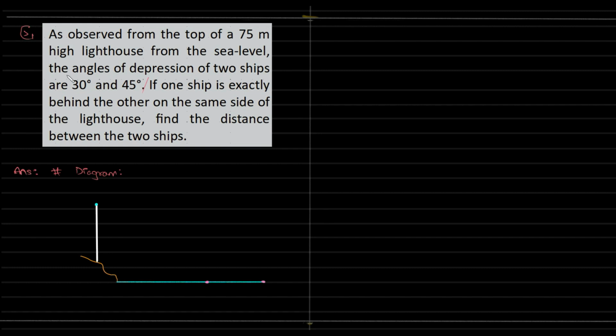The angle of depression of two ships. Okay, so now the important thing is we are observing the ships. More than this, what I actually wanted to tell is that the most important thing is the horizontal line. Okay, so this is what we are looking at. With respect to this we measure everything else. So we have to be careful while writing the measurements. The angle of depression of the two ships is 30 and 45.